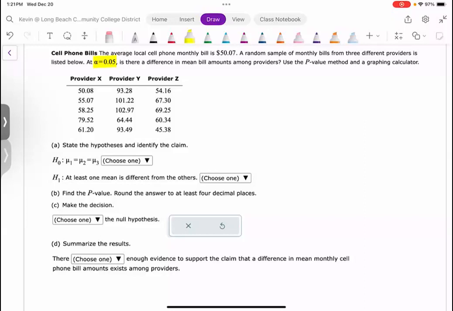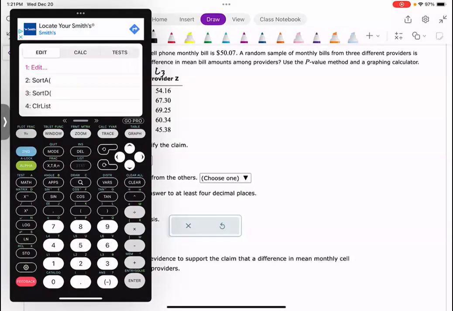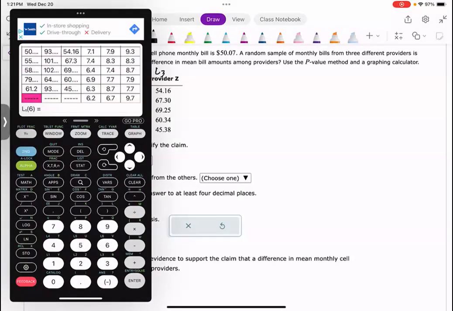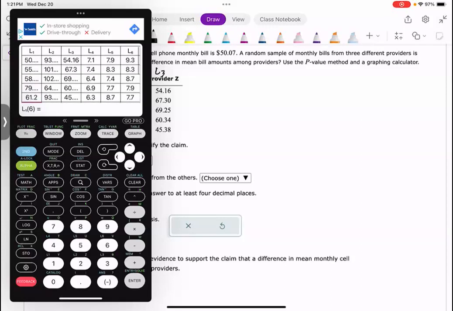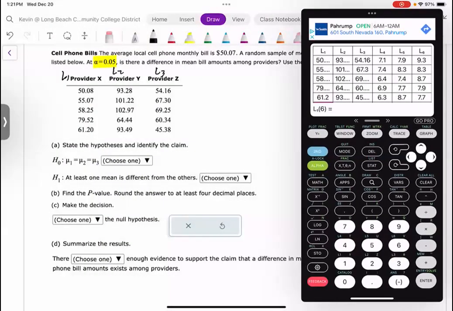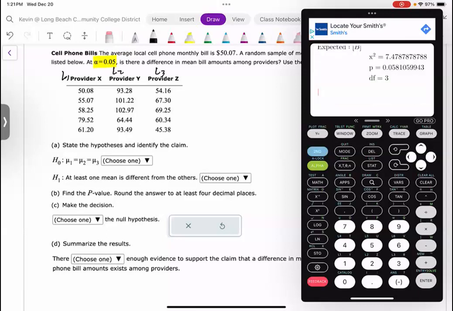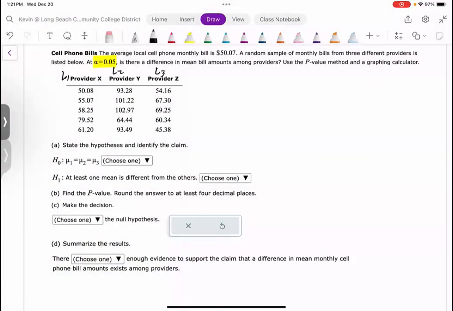Now, I have already put this into my list 1, list 2, and list 3. You may need to take some time to clear out your lists and put those in, but I will show you just quickly. You can see at the top of my list is the 50, and then the 55, and the 58, and so on. So you may need to pause the video to put that data in there.